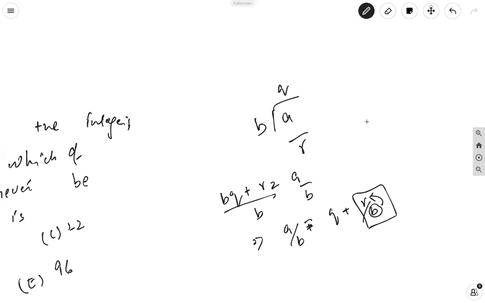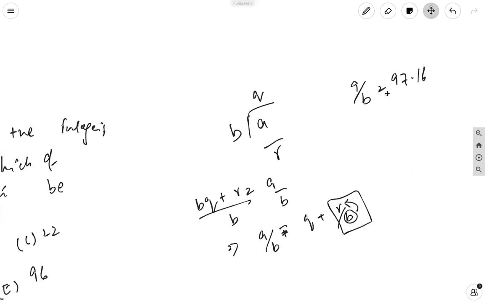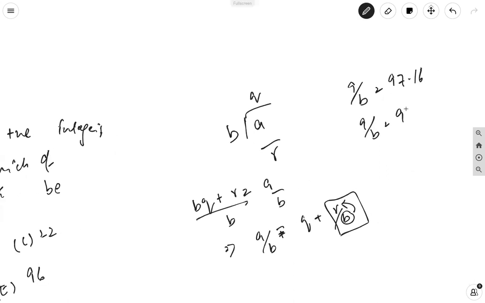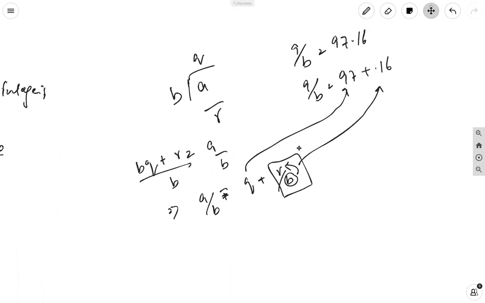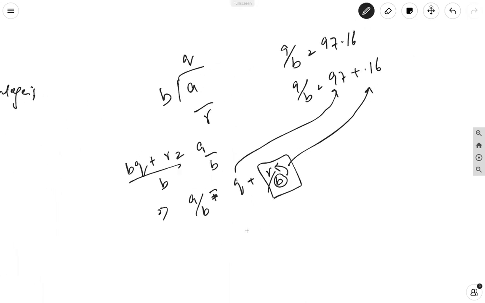We are given that A over B is equal to 97.16. We can also write this as A over B is equal to 97 plus 0.16. If we equate this, Q will be 97 and R over B will be 0.16. Everyone is with me till now? Okay, so now Q is equal to 97 and R over B is equal to 0.16.